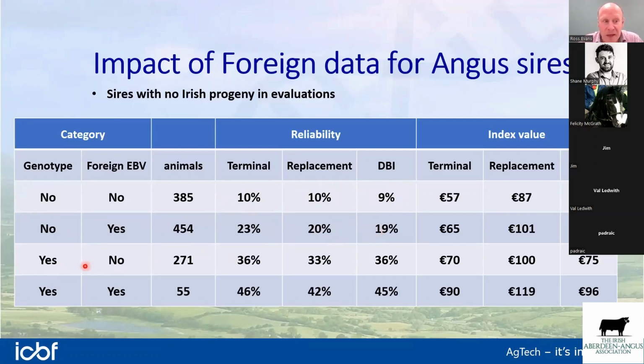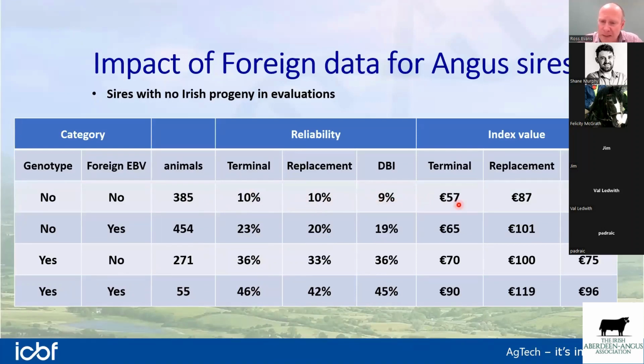The third category is where you have a genotype but you don't have a foreign EBV, and you can see there's 271 animals in that category, and they're actually a little bit more reliable. So what it is saying is that the genotype is quite important, and even a little bit more important to increase the reliability than the foreign EBV in some cases. And finally, the category that you can have most confidence in is where they have a genotype and a foreign EBV. There's 55 animals in that category. You can see that the reliability there is 46%, 42 and 45. So it's quite a step up from what we know about these animals up here, which have neither a genotype nor a foreign EBV available.